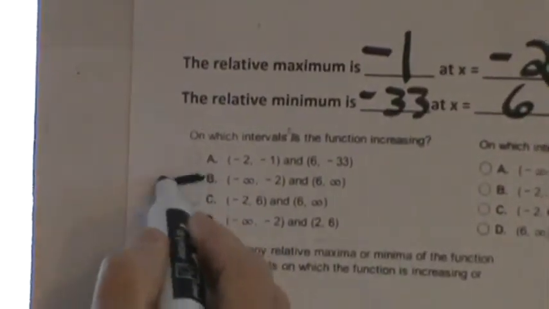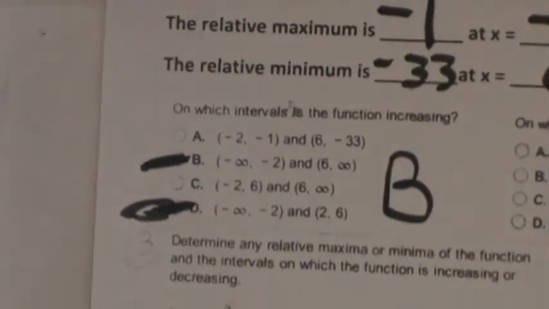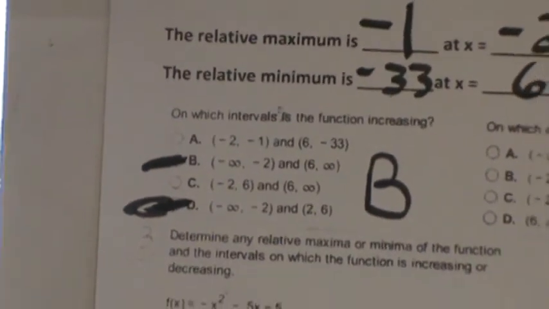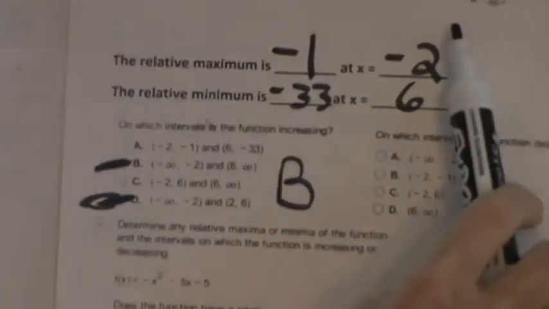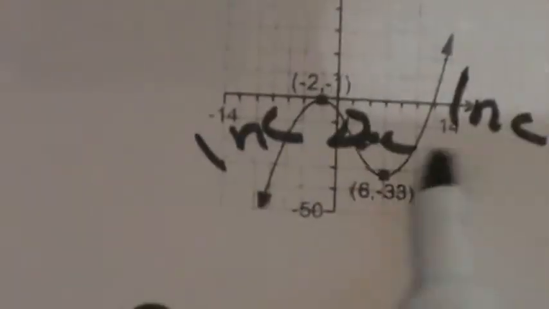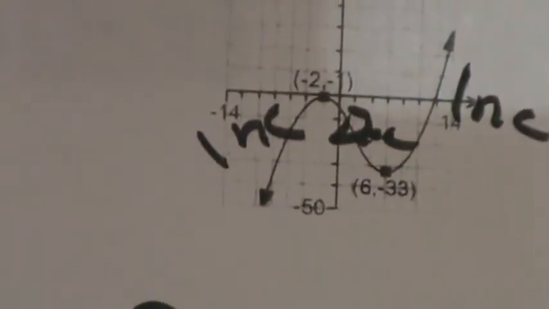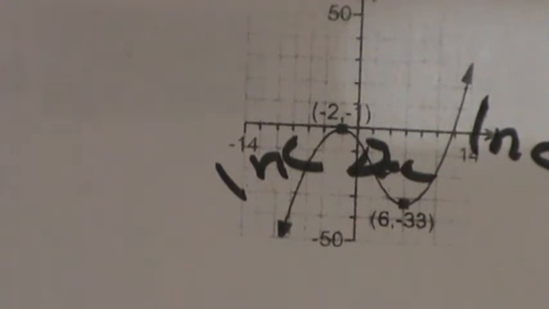From -infinity to -2, and then 6 to infinity. That is choice B. Sorry, I could not for some reason focus on that small print. But from -infinity to -2, it's increasing. From 6 to infinity, it's increasing. That's choice B. Where is it decreasing? Right in that space right there, from -2 to +6. Choice C.